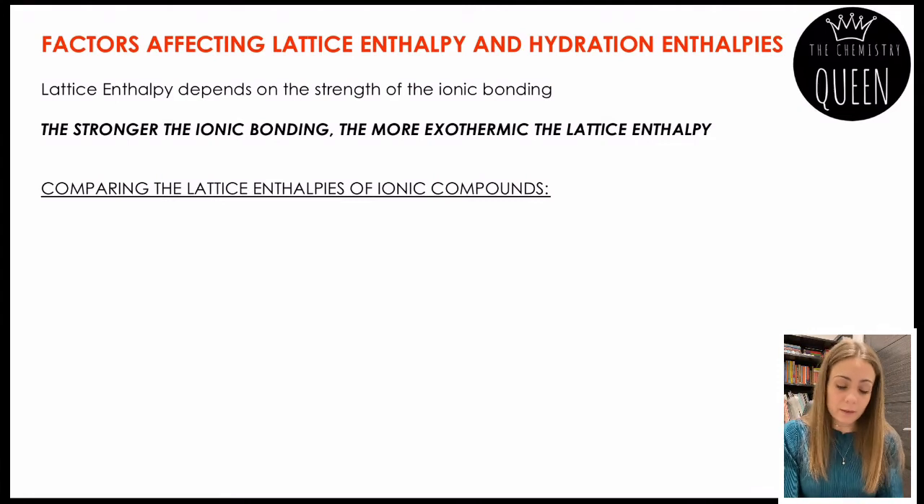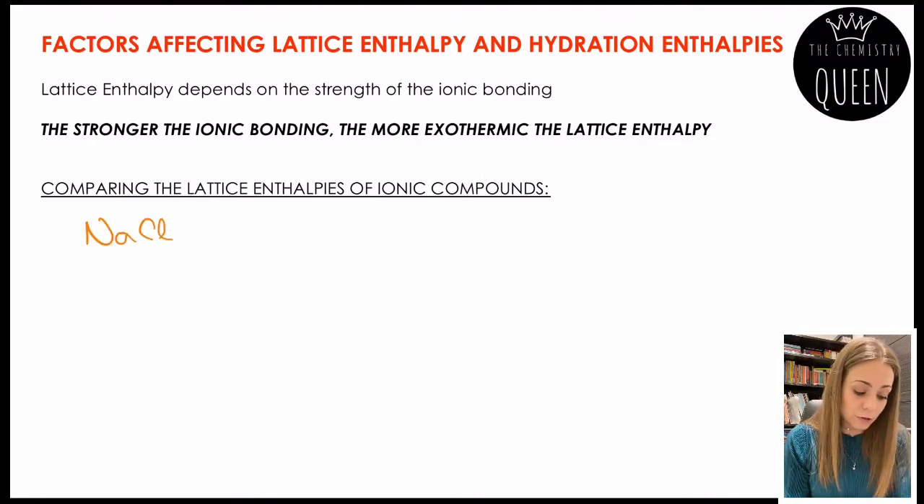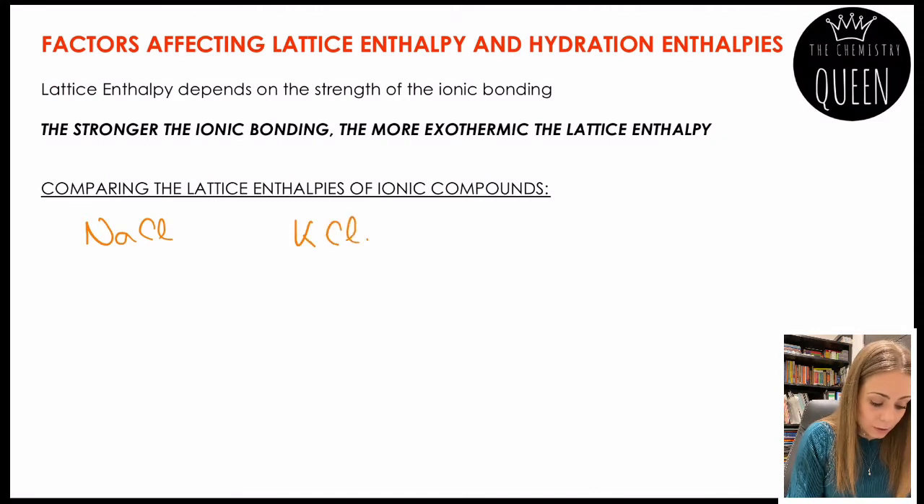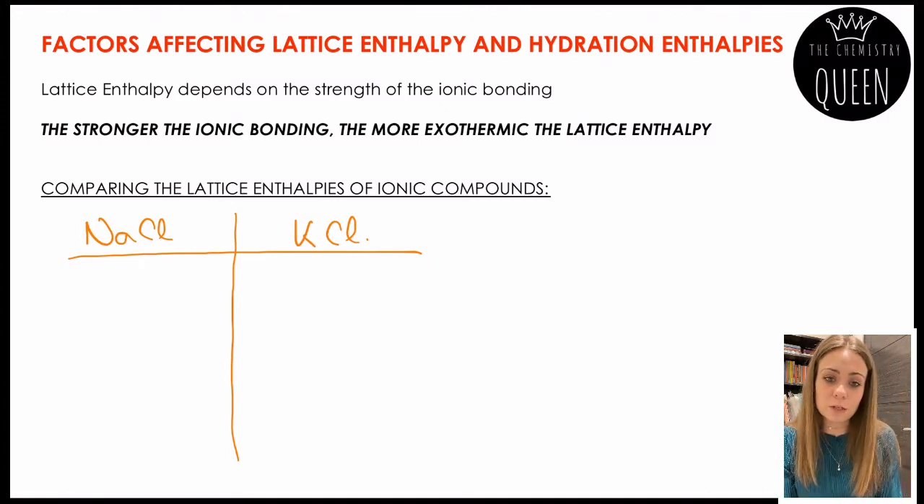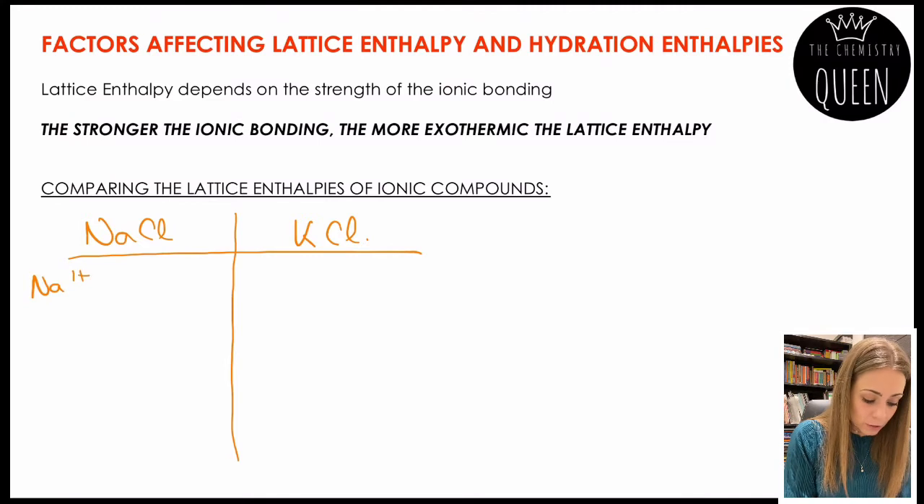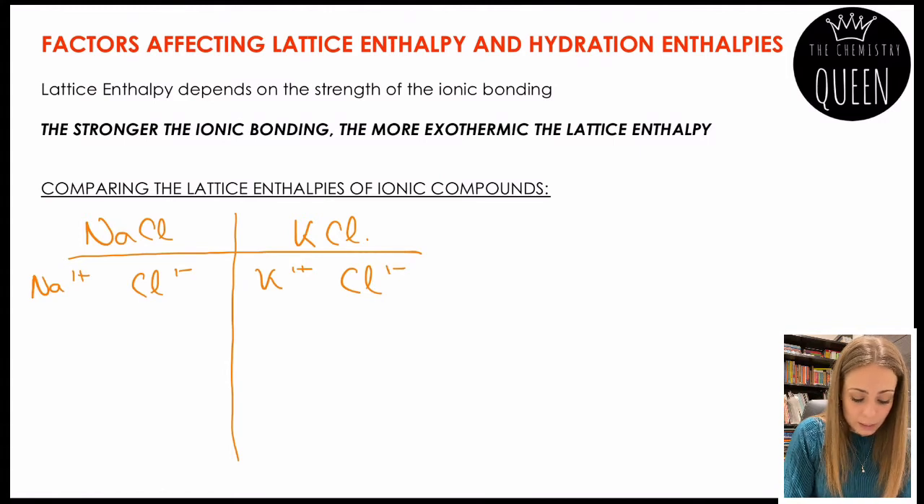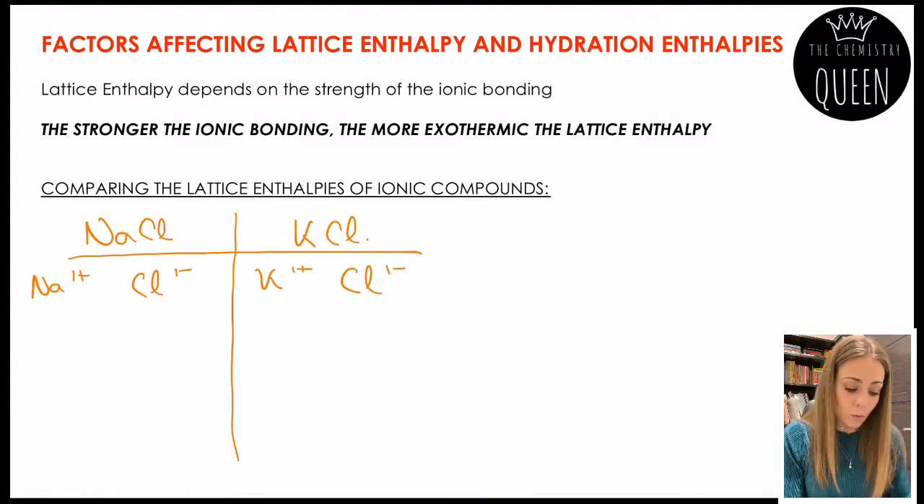Putting this all together then, putting the two factors together, we've got ionic charge and ionic radii. Let's have a look at comparing some example ionic compounds, and the two I'm going to start with are sodium chloride and potassium chloride. The first thing I want to do is identify what ions are present within this compound. In sodium chloride, we've got Na1+, Cl1-, and in potassium chloride, potassium 1+, and Cl1-. I know that because of the groups that they're in.